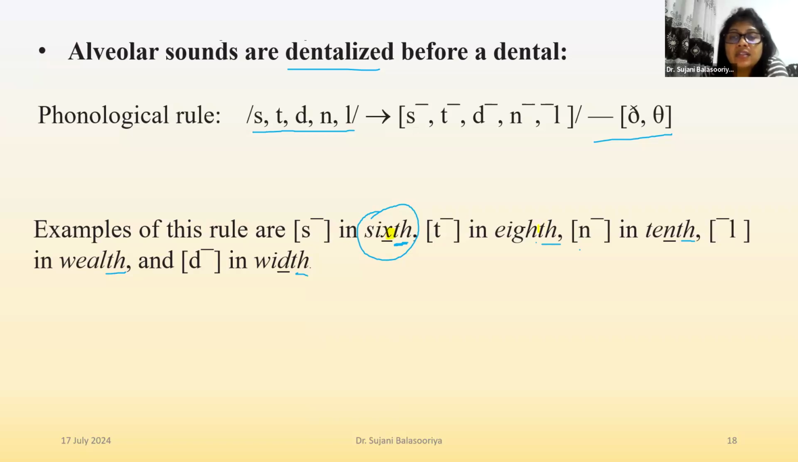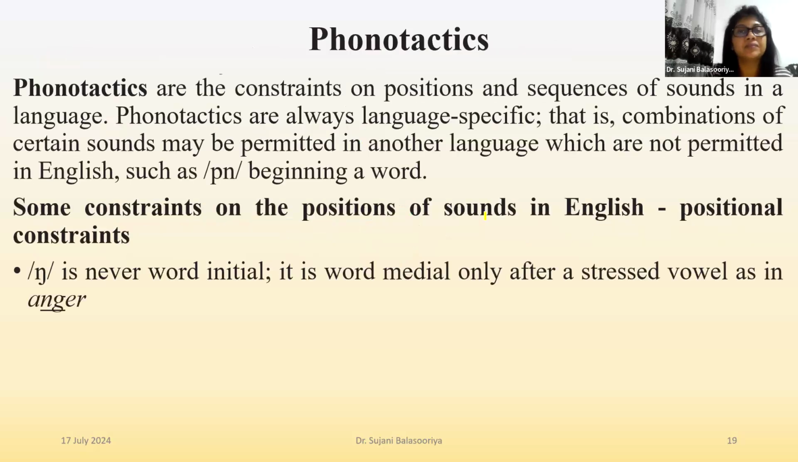Eighth. Right. The sounds I highlighted here in these words become dental because of the influence of the following dental consonant. And the relevant phonological rule is written here, like that. Okay. Right. So this is another phonological rule then.